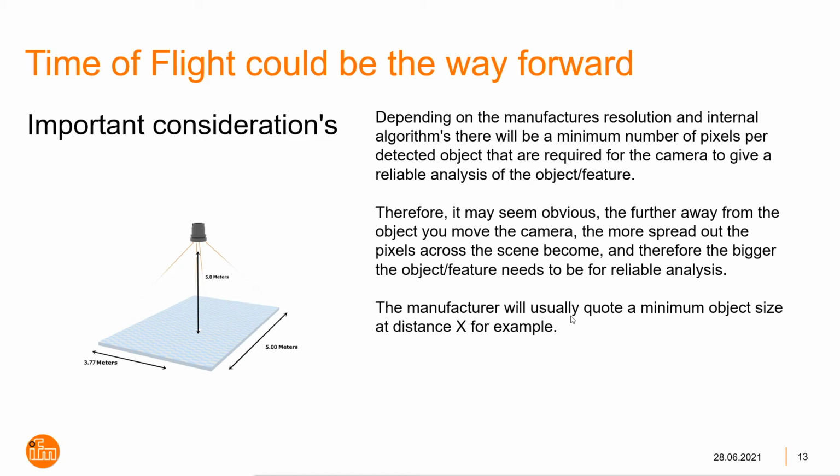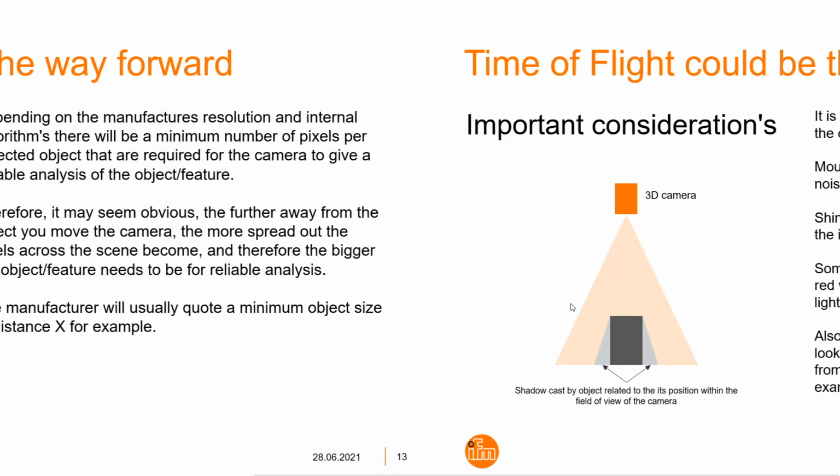So as you move further away from the object, the pixels spread out effectively because of the aperture of the lens, so fewer pixels are hitting the object. You just need to bear that in mind, that an object that's 100 mil cubed, you may need to be within 2 meters of it to pick it up reliably, and if you're at 5 meters, we can't pick it up reliably. So you just need to bear in mind that that is what's happening with the camera.